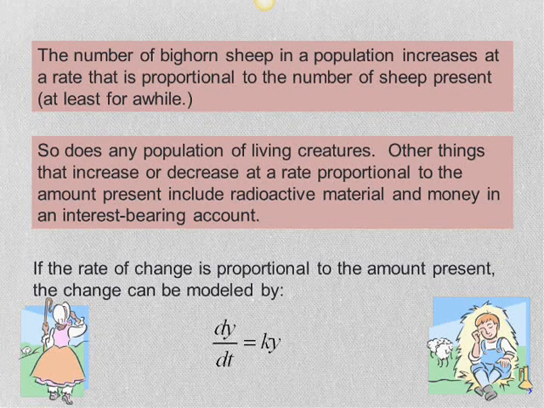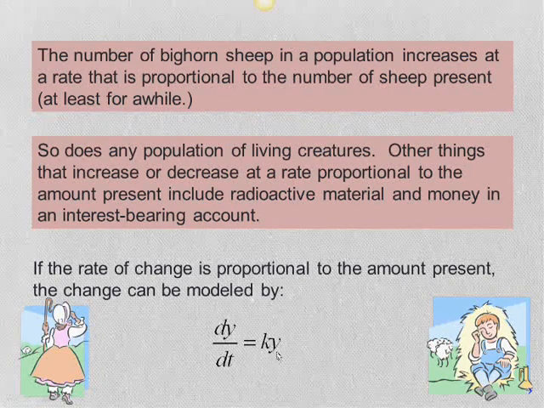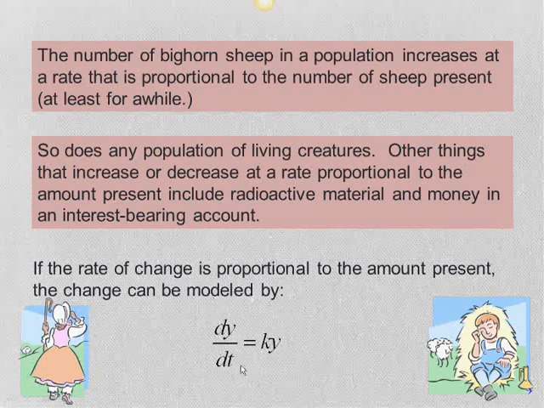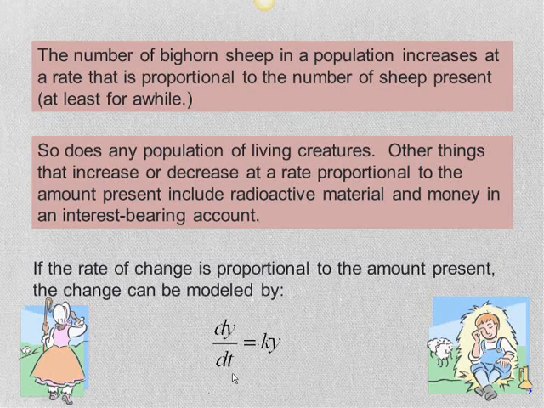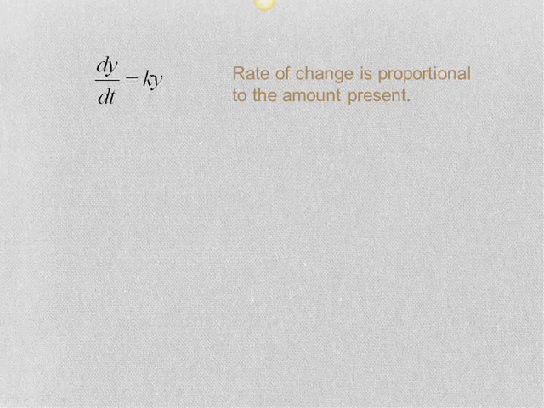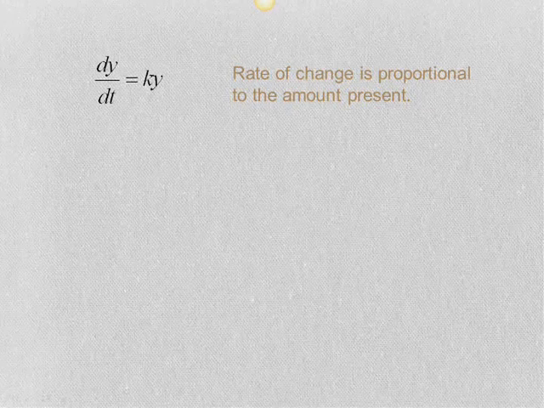That k was a constant that we had to find later using information that we were given. So we have the rate is proportional to the amount present at the time, the y at the time. So we have dy/dt is equal to ky. This is our differential equation we're going to discuss. So, our rate of change is proportional to the amount present. Let's solve this differential equation.